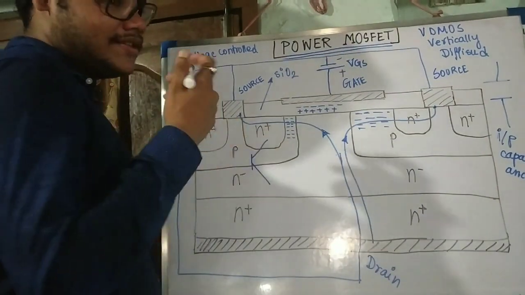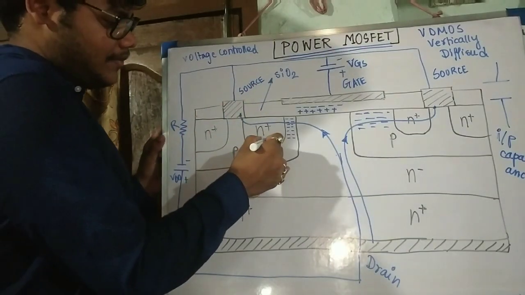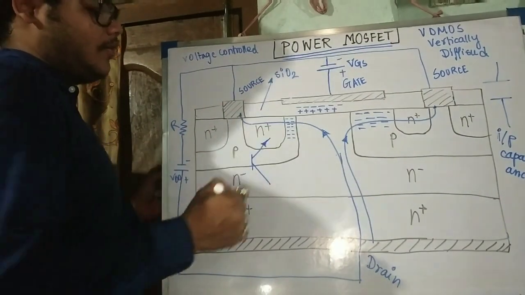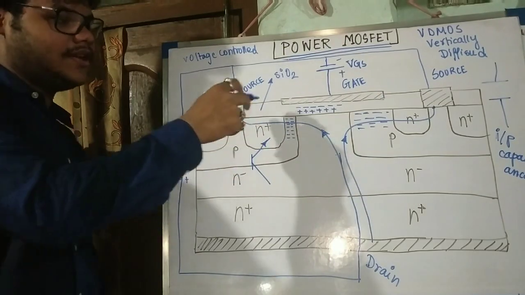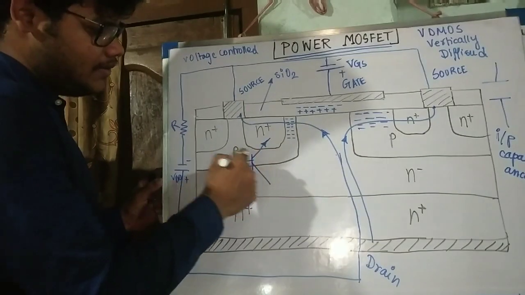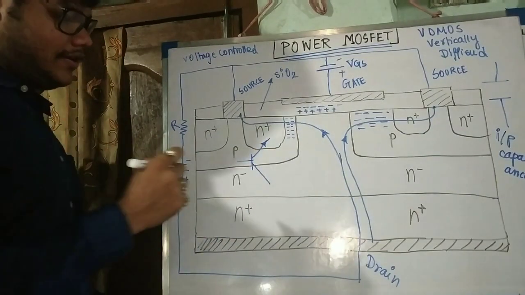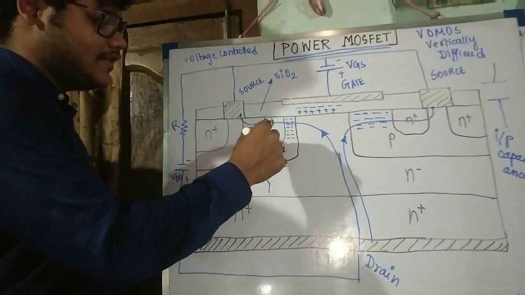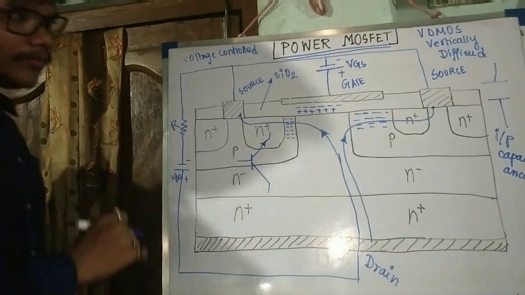Now, what is the emitter? See, this is the emitter. Why is this the emitter? Because N plus region has more doping of electrons. That's why this is the emitter. And this P acts as base and this is collector. So this is a parasitic BJT that is formed in a MOSFET.